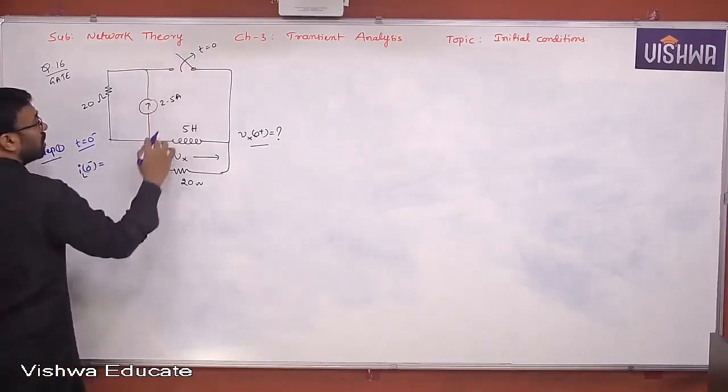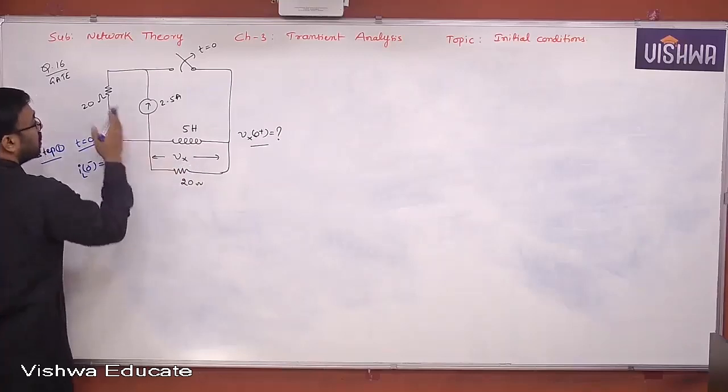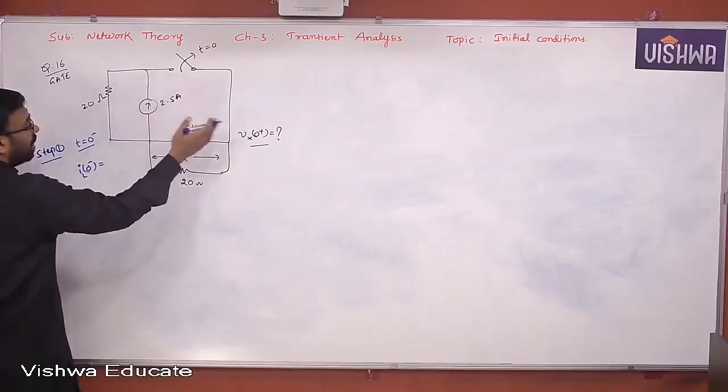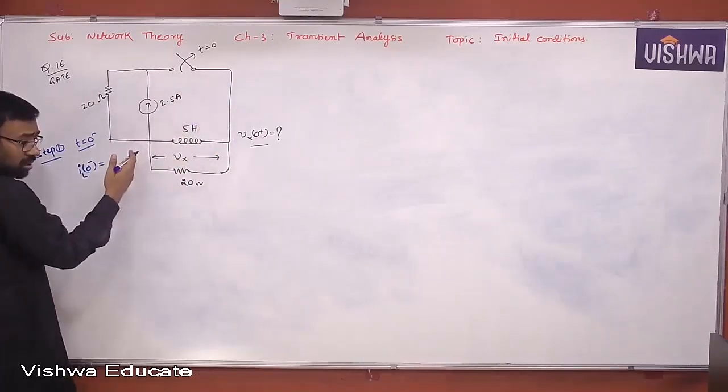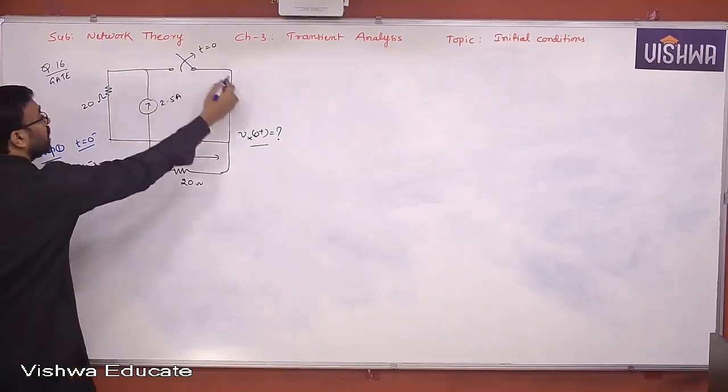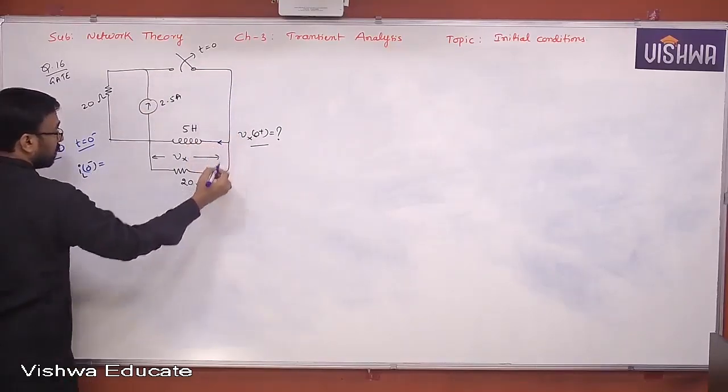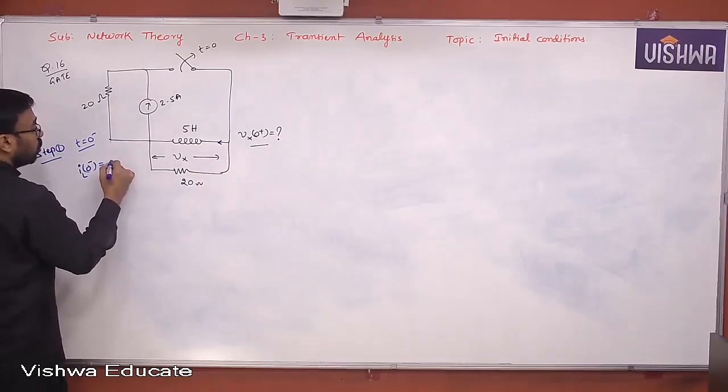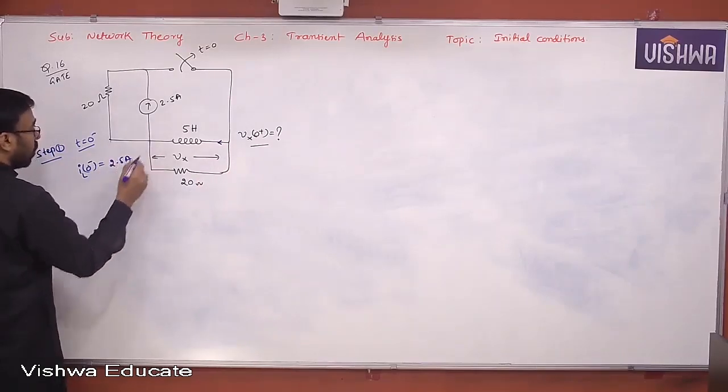Current through the inductor, how much here? Switch is closed, so this is shorted, this is gone. The resistor and the short circuit are both in parallel, so the entire current passes through what? The inductor only. Which direction is it passing? This direction. Yes or no, all of you? Therefore, 2.5 amperes is the current flowing through the inductor.